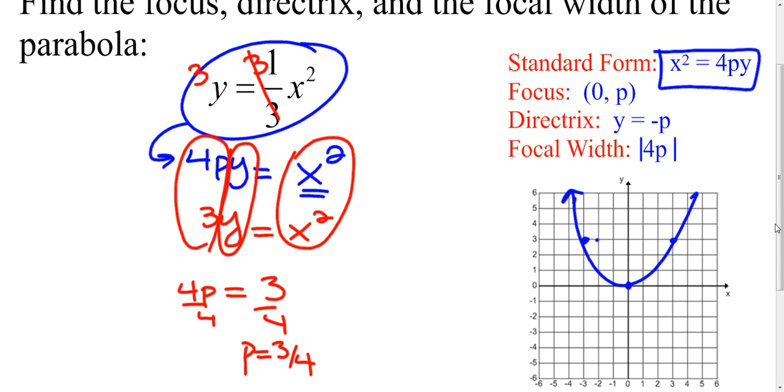Okay? Here's why that's helpful. First of all, I want to find my focus. So my focus in this case will be, my p-value is 3/4. So my focus will be (0, 3/4). So I can make my handy little dot at (0, 3/4), which is right there. I'm just going to label it as my focus.